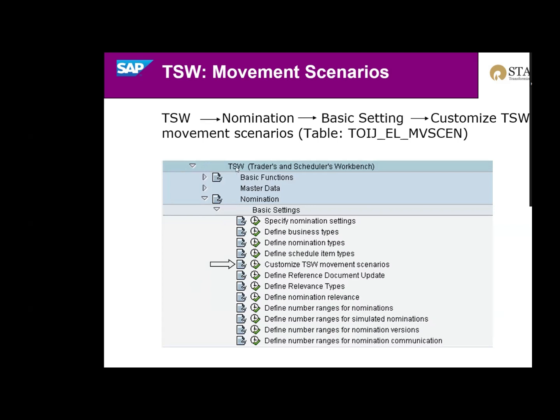Okay, TSW, then you go to nomination, then come to customize TSW movement scenarios. This is the node through which we can customize the TSW movement scenarios. This is the table where it is stored. Whatever customizing we are doing now is stored in table TOIJL movement, MESCEN.